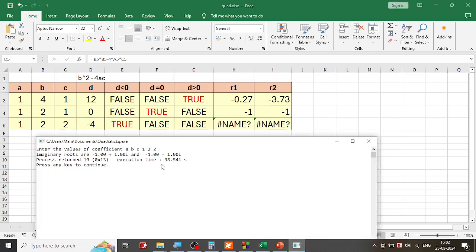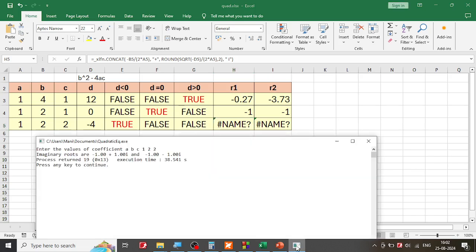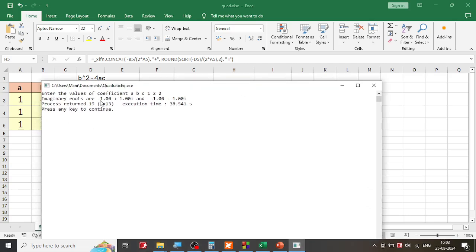So if you type 1, 2, 2, okay, some concatenation error came. Don't worry, but you're going to get the same answer there. I think my formula went wrong somewhere. Forget that Excel. You get the value as a minus, plus something minus I. So this part is the real part because there is an I here. This is the imaginary part.